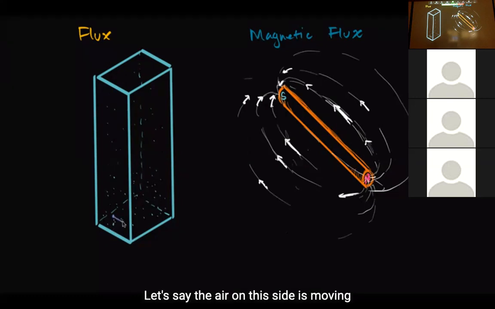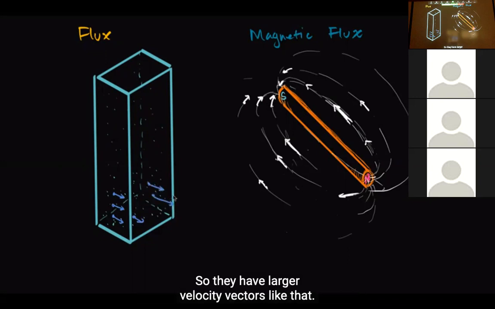Let's say the air on this side is moving at, say, a medium velocity. But as we move more in that direction, the air is moving faster, so they have larger velocity vectors like that. We see that in general, all of the air is moving in that general direction. That's the way I'm drawing it.